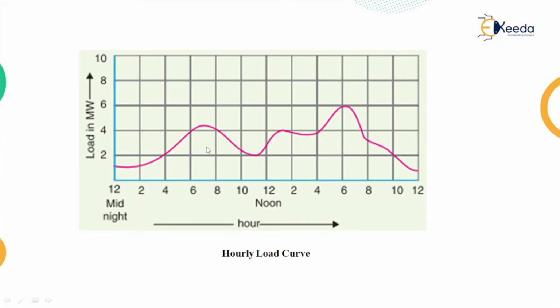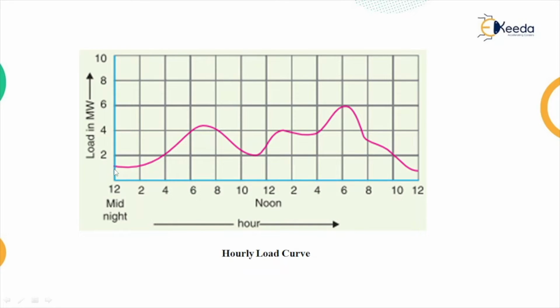Now, the highest point indicates the maximum demand in that day. Here the highest point is at this place, which is the highest point of the day. This is called the maximum demand of that day, and the maximum demand of that particular day is 6 megawatt. If the highest point is at, let us say, 8 or 9, then it will be the maximum demand in that day.